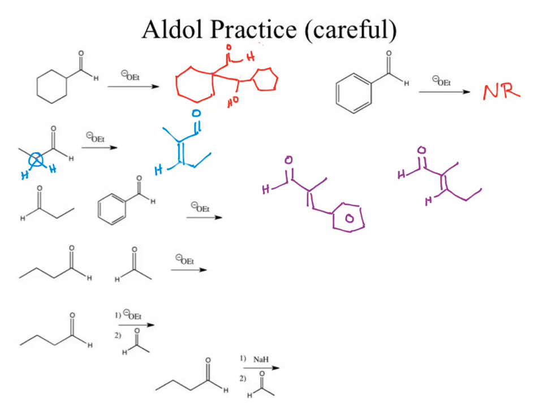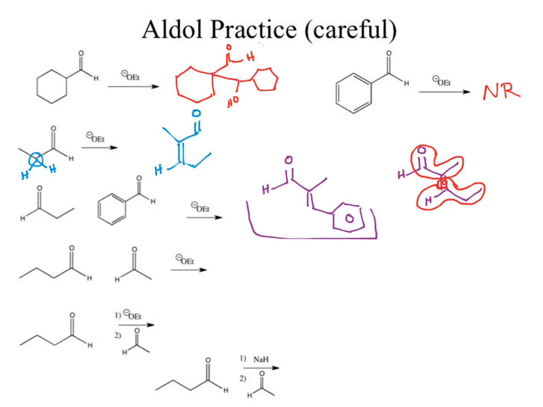How many of you got both of those products? How many of you got one product? What was that one product? With the ring. The one on the left. Why'd you not draw the one on the right? What happened to get the one on the right?